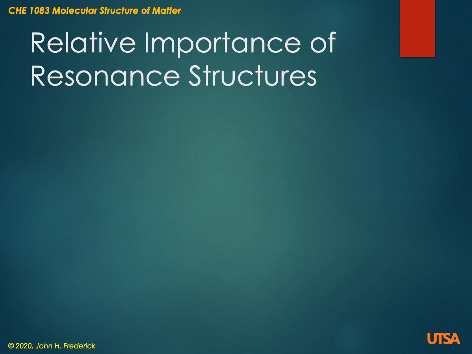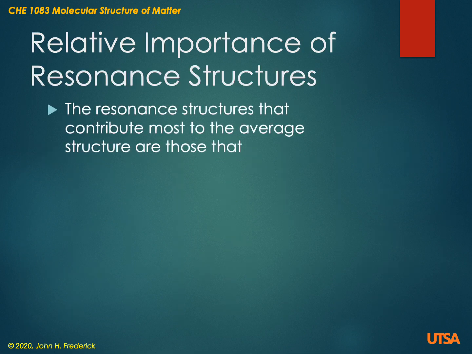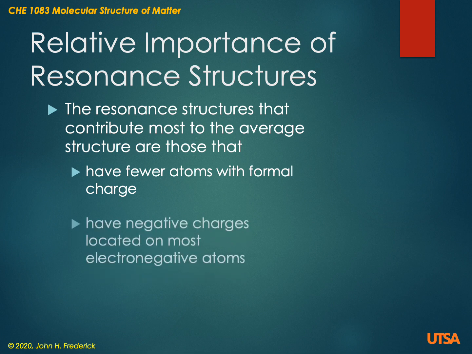ion like sulfate. What is the relative importance of these structures? Well, the ones that count the most, and I said that the first structure was a legitimate structure, but the ones that count the most have several qualities that we would look for. One, they would have fewer atoms with formal charge. That's why we engage in creating the expanded valence shell versions of these without so many formal charges.